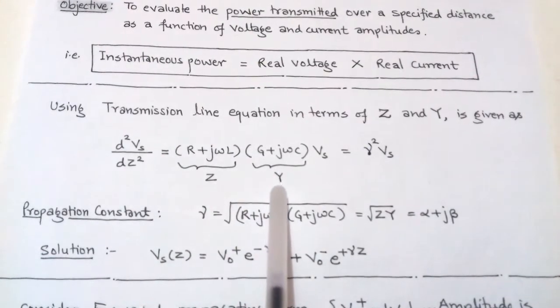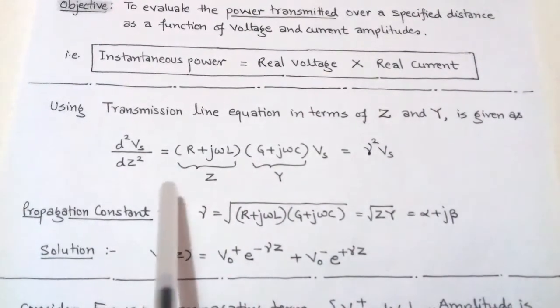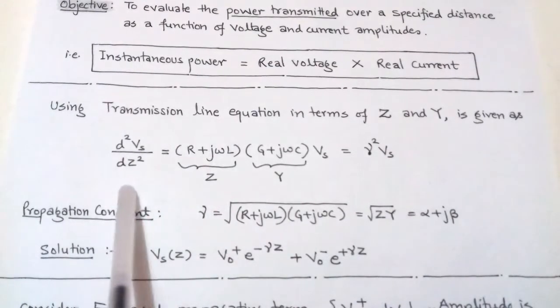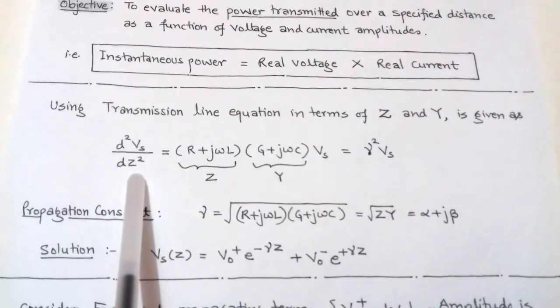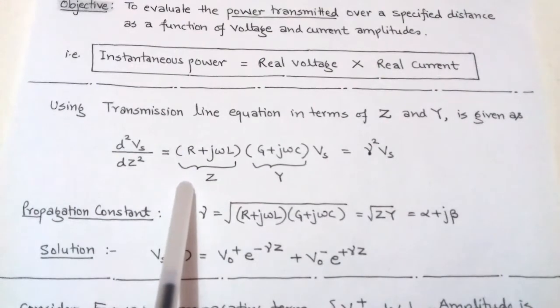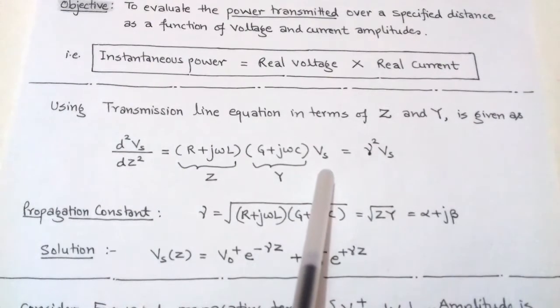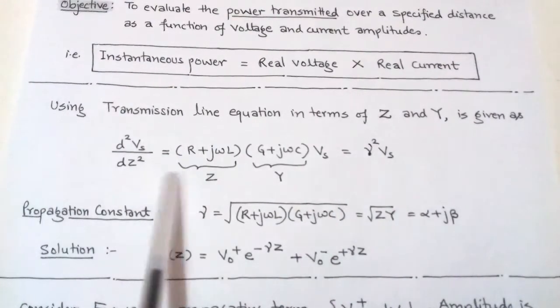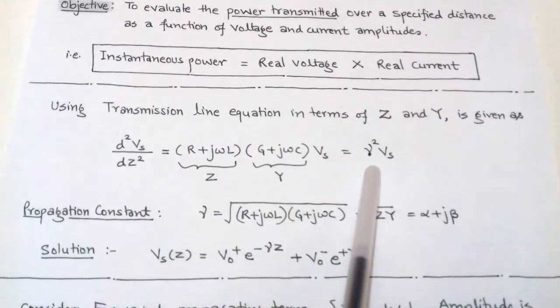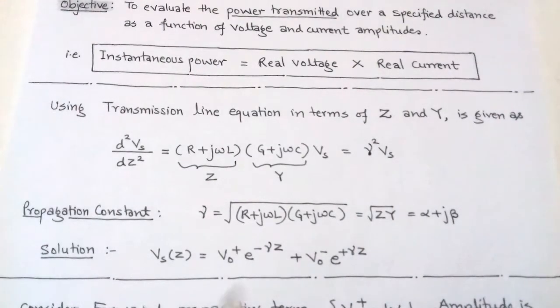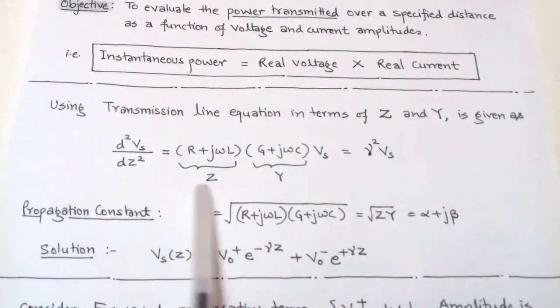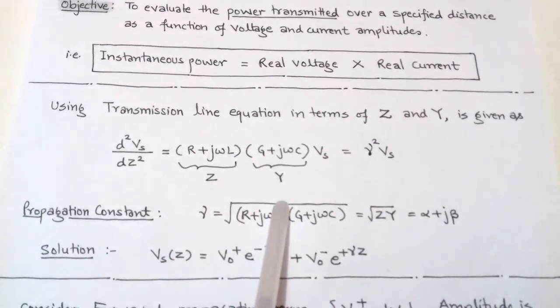net series impedance Y. So here we take a voltage transmission line equation, and this is a second order one, which is represented as d square V_s upon dz square equals (R plus j omega L) into (G plus j omega C) into V_s. Here V_s is called a sinusoidal voltage, and this value is equal to gamma square into V_s, because here we take R plus j omega L, that is called the net series impedance, and G plus j omega C, that is called the net shunt impedance.